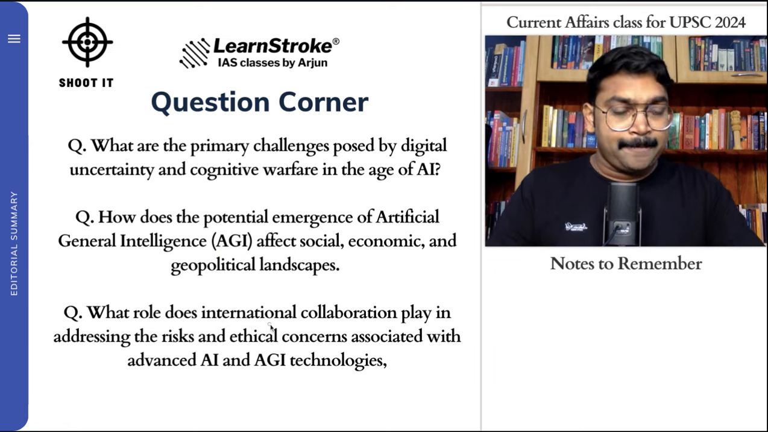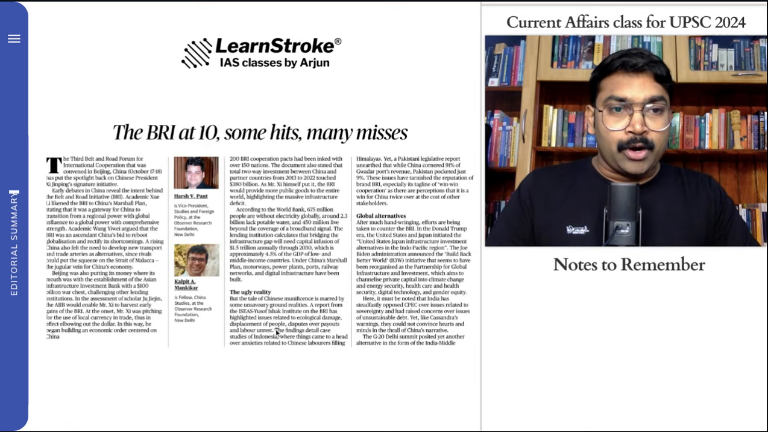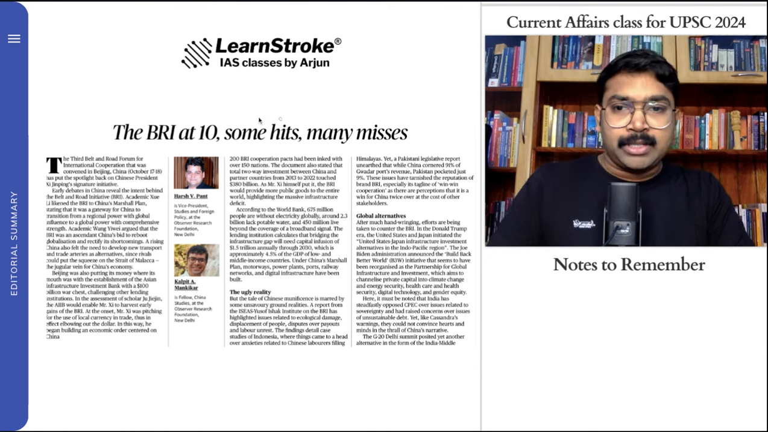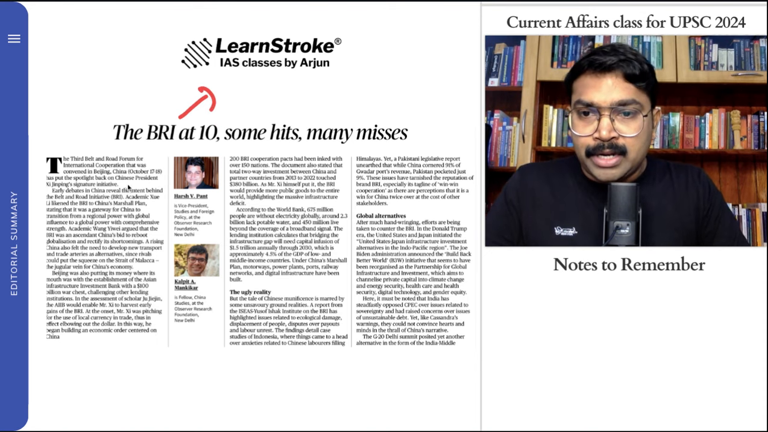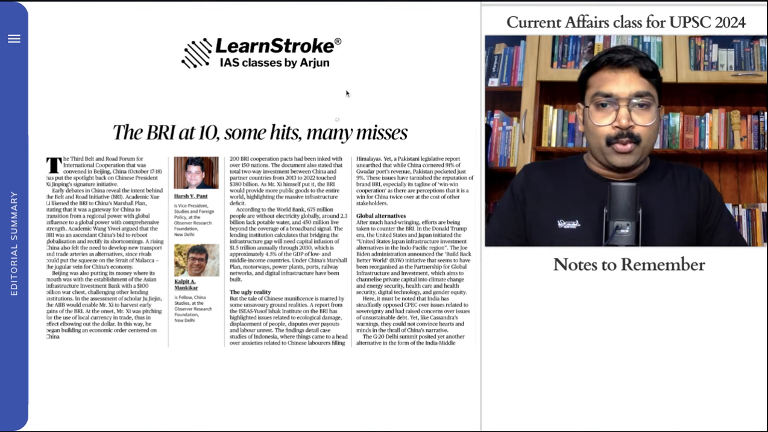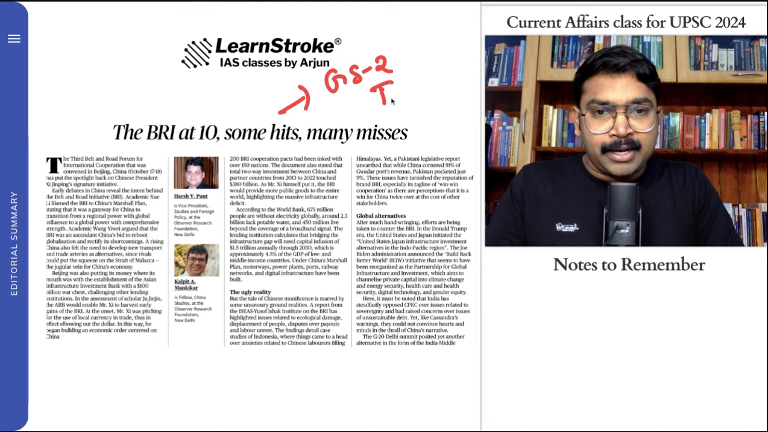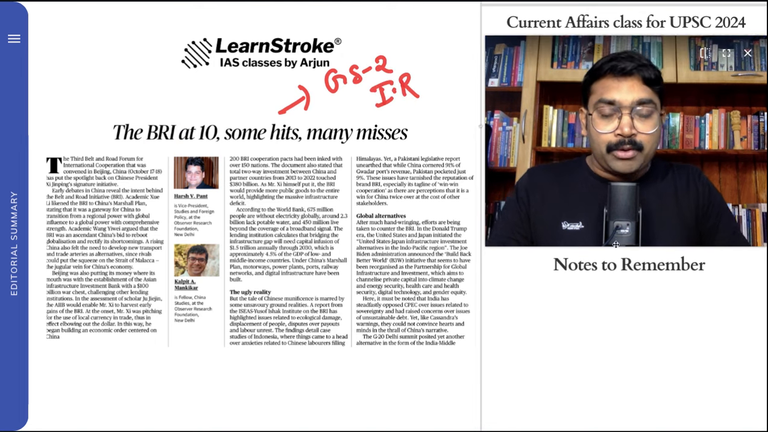So, please understand. I think it was new information to a lot of people. AGI. Let's also talk about the next one. It talks about the Belt and Road Forum. So, you must have heard about this. What is the Belt and Road Initiative of China? This is very important for GS Paper 2, international relations. When you talk about China, you should see that.